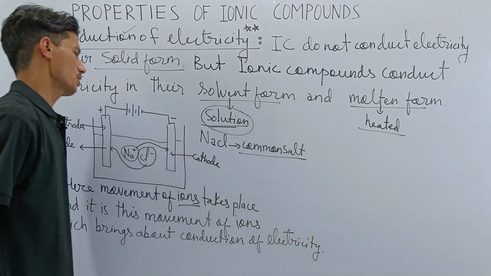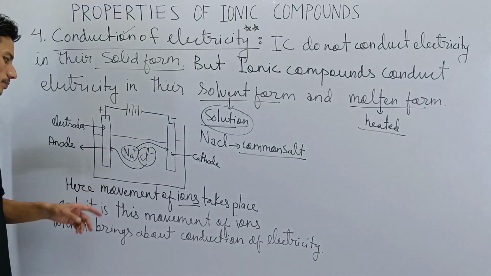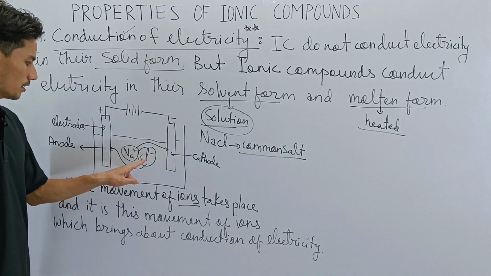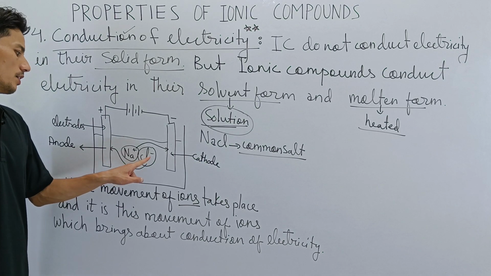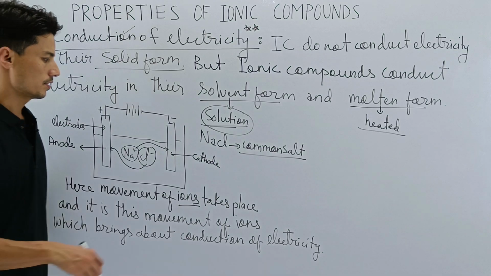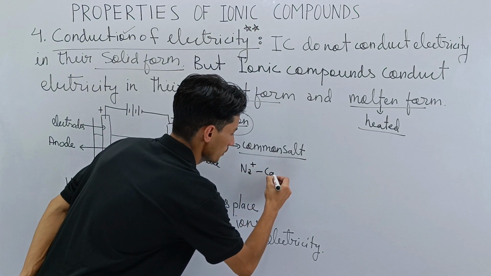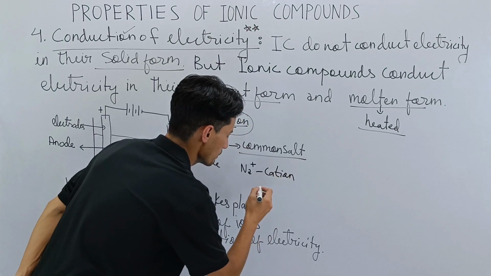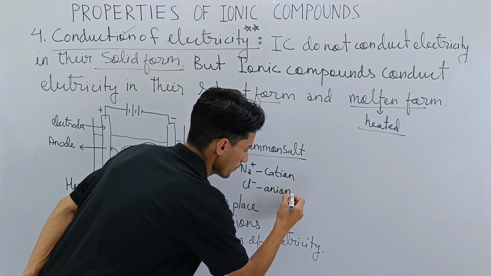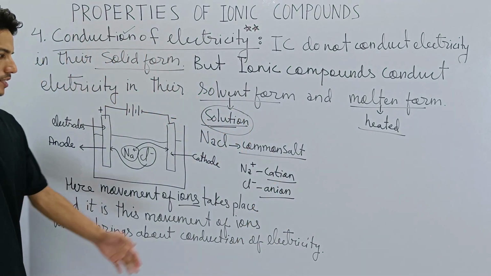All right, class. So in their solvent form, what happens is that the sodium ion will move towards the negative cathode, and the chlorine ions, which are the negative ions, this is called the anion, this is called the cation. Remember, this was discussed last time. So Na plus is the cation. I've already told you how to remember this, not to get confused. And Cl minus is the anion. If you want to learn, go and watch the previous video. It's explained there how to remember which is cation and anion.